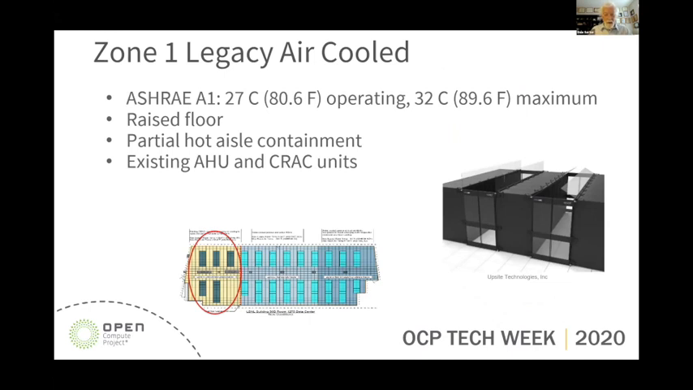So in zone 1, we'll use conventional air cooling with underfloor distribution, with partial hot air containment using existing CRAC units, water-fed CRAC units. Here we'll be using basically ASHRAE A1 equipment that's rated for 27 degrees operating and up to 32-degree maximum.